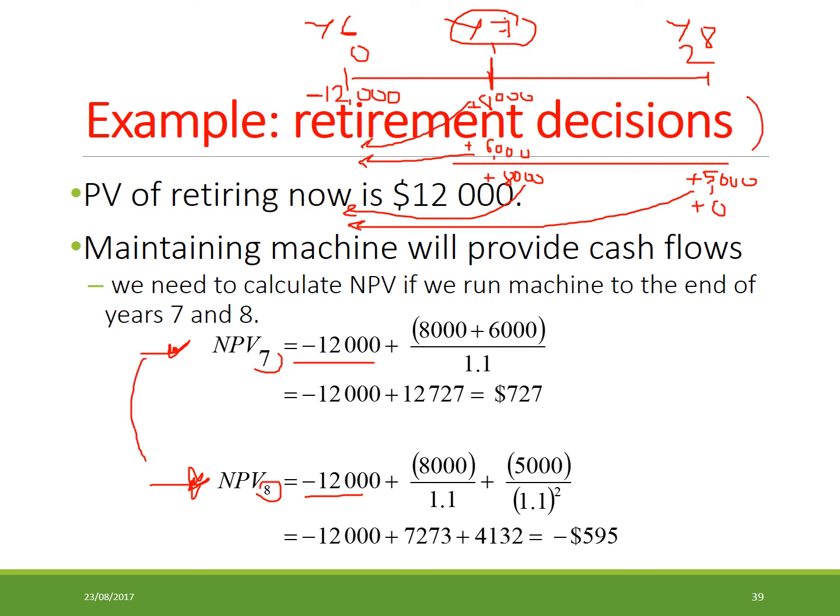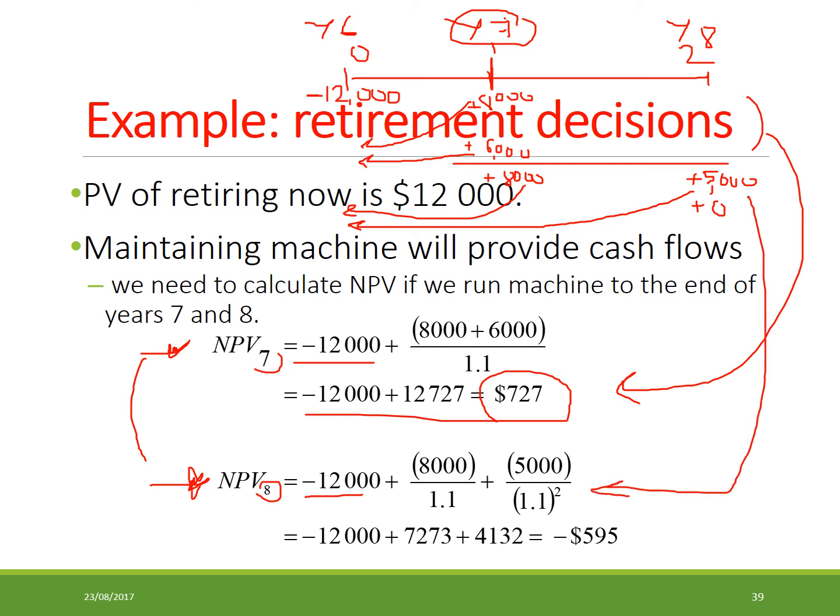So using this logic, we then calculate the NPV of the decision to retire in year 7, and it gives us $727. Alternatively, if we run the project for 2 years, this is our NPV, right? This is a negative number, meaning that if we run the projects for 2 more years, it's actually bad for the shareholders, right? So it reduces the shareholder value.